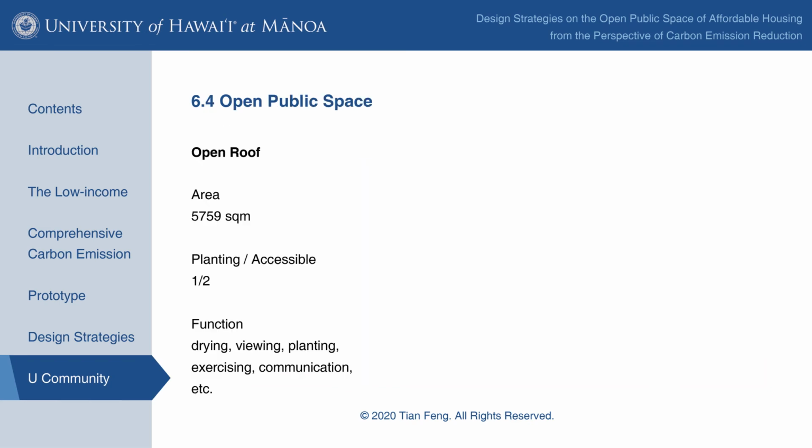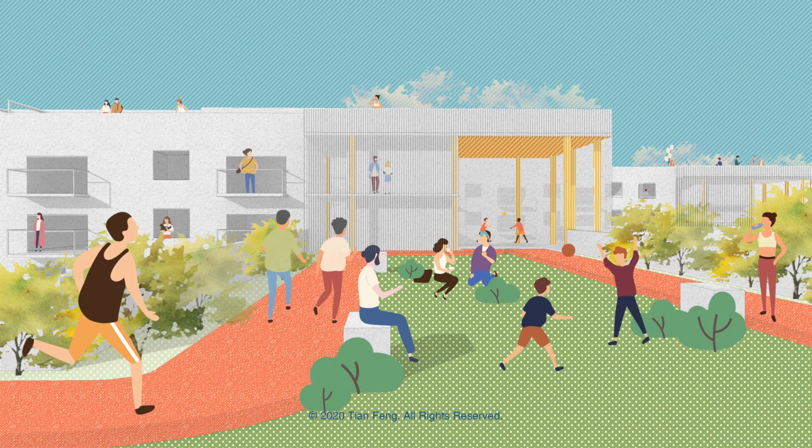And then I want to talk more about the open public space system in this design. First, all roofs are used as open roof except for the northwest end, because when you apply as much open roof as you can, the carbon emission reduction can be maximum and the need of the low income can be met. Here are some renderings.